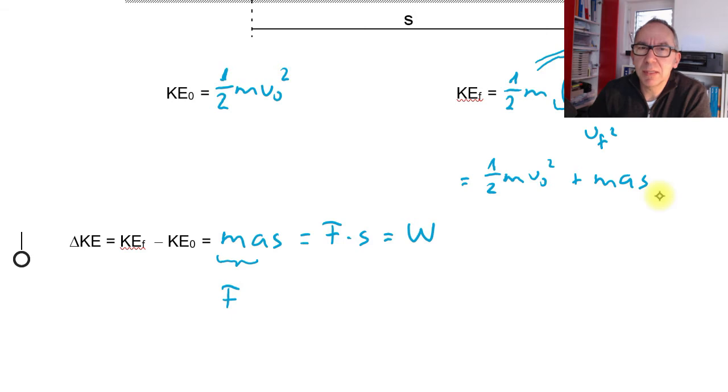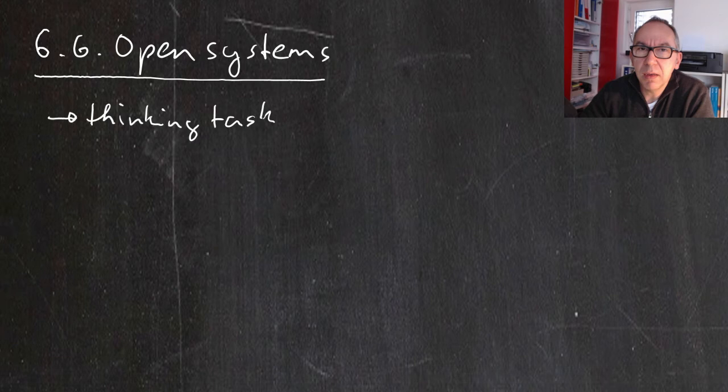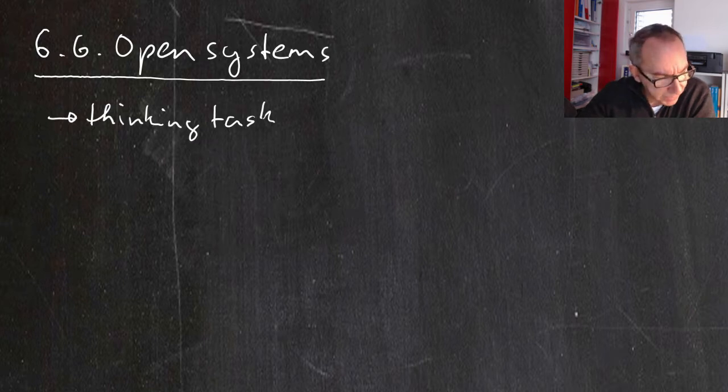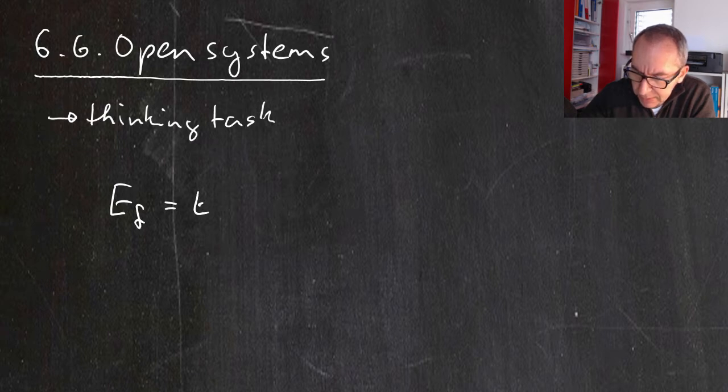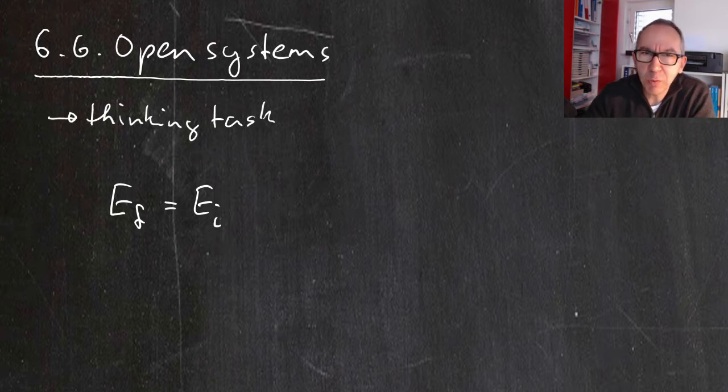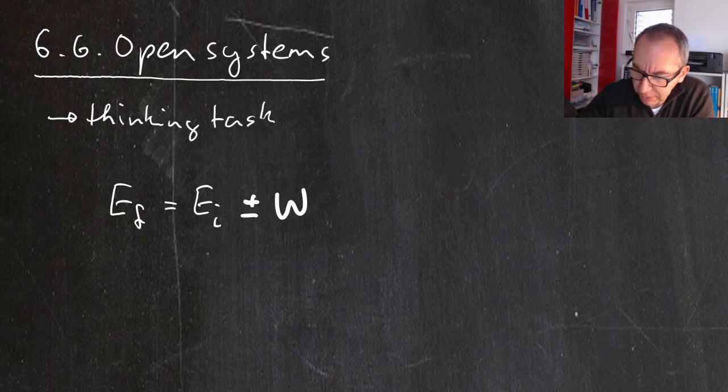So we can state the following idea. If we have a system where we have external forces or friction, we can say that the final energy still is the initial energy, but we have to add or subtract what we have done. So we have to add or subtract the work that was done to this system.